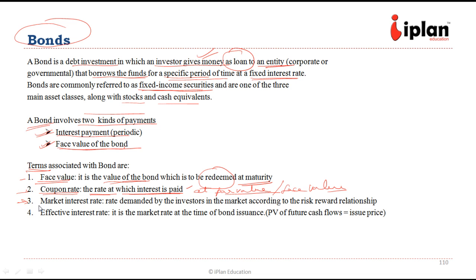Third term is market interest rate. This is the interest rate which is demanded by investors in the market according to the perception of risk and reward relationship in the market. Fourth term is the effective interest rate. This is in the context of a particular bond. While the bond was issued, what was the market rate? When we use this effective interest rate, the present value of all future cash flows of that particular bond becomes equal to the market price of the bond at the time of issue, which is the issue price. Let us move further.